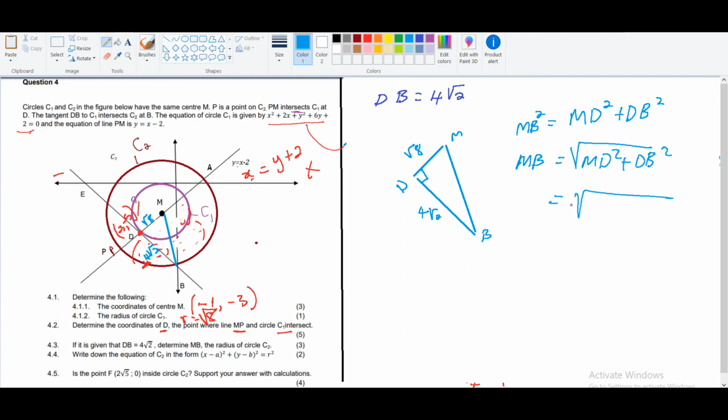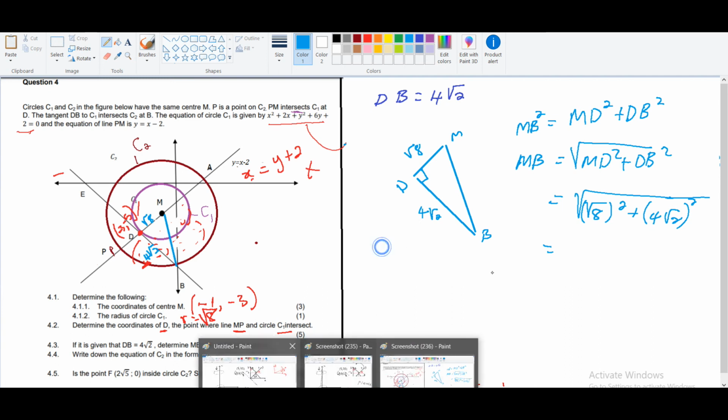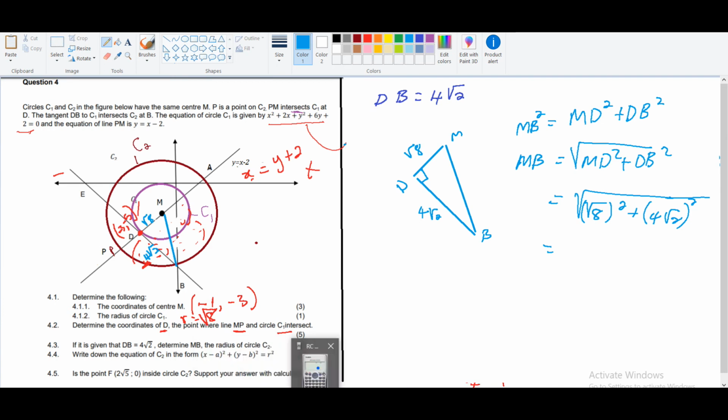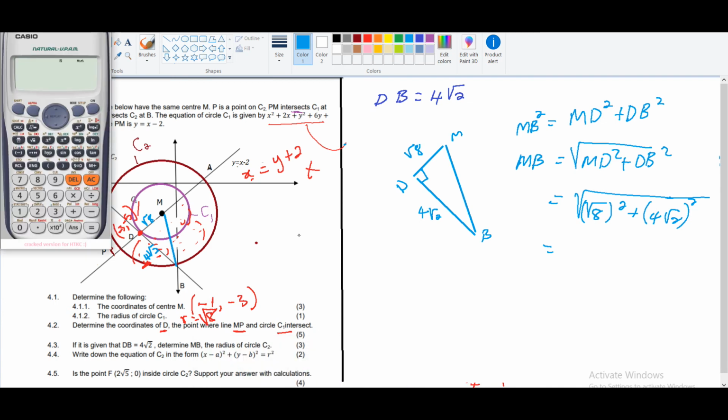Now put in the values. What is MD? MD is equal to the square root of 8, all squared, plus DP. What is DP? 4 root 2. Then everything is under the square root. Then we borrow our beautiful friend, our calculator. Please help us, our beautiful friend. Where are you? You are hiding from us. Okay. Then we have a square root, a big square root.